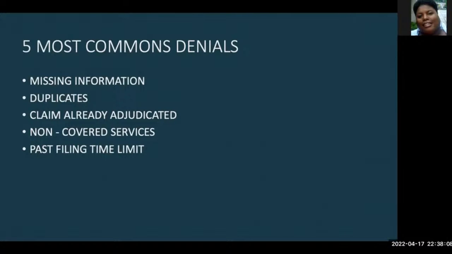And if you don't submit claims within those time frames, your claim will be denied as past the filing time limit. So you have to submit your claims, not follow up. I'm sorry, I said that earlier. You have to submit your claims within those filing time limits to make sure that you get paid for that.